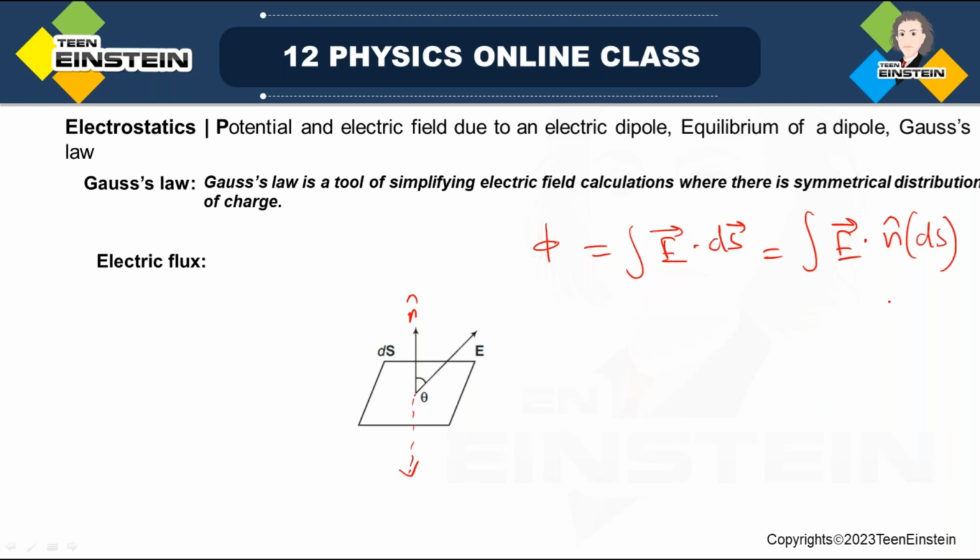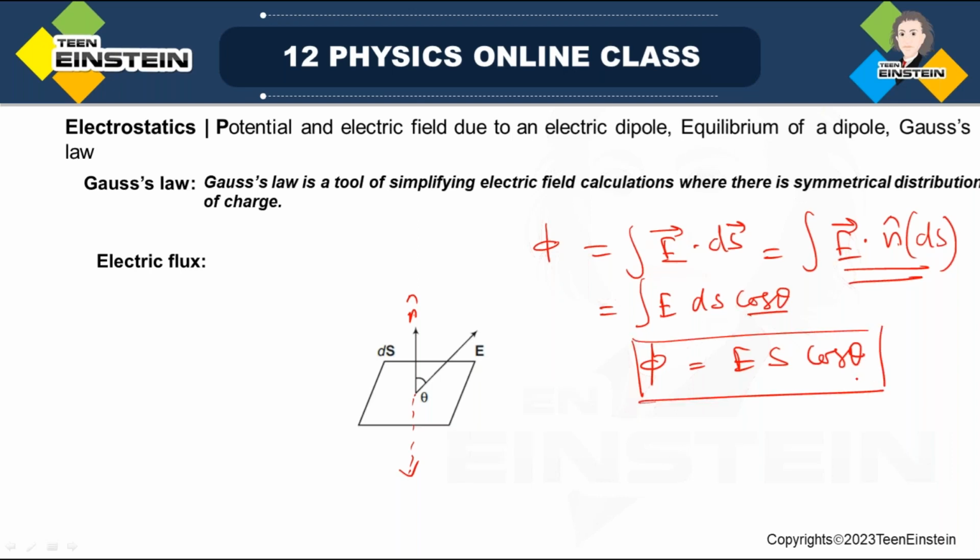All right. In this case, this is a dot product, right? So can I write this as E ds cos theta? N cap has unit magnitude, so this is E ds cos theta. Simply, if we write it, this is E S cos theta, a very simplified mathematical form of flux.